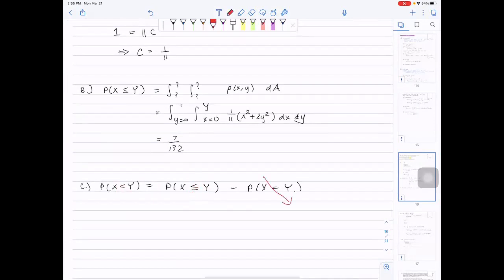But the probability that x equals y, that's the probability that you land on this line. The probability of integrating over a line segment, well, there's no area under that, it's 0. So this term is 0. And so you're just left with what we found in part B, which is 7 over 132. So you get the same answer. Any questions on that?